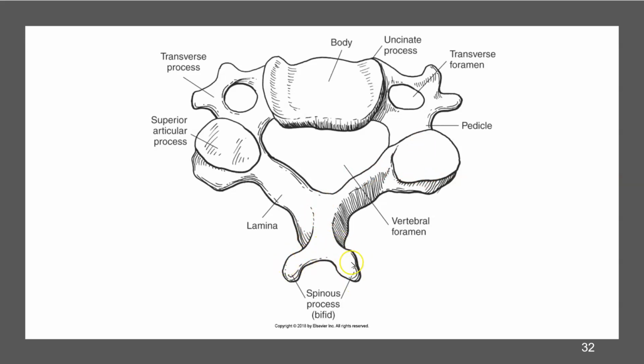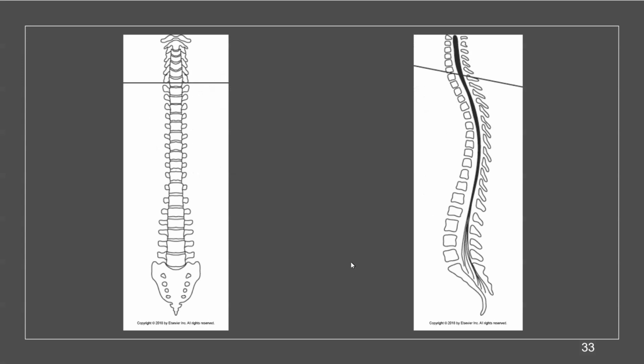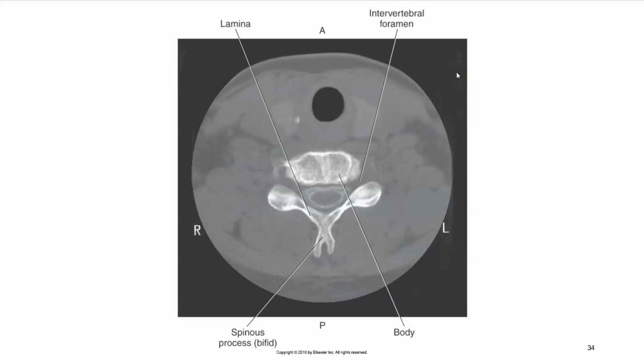Bifid means in 2. So you can see we're cutting through. So this is 1, 2, 3, 4, 5, 6, 7. Let's just make sure: 2, 3, 4, 5, 6, 7. So let's take a look and see what we got. All right, so here's the body. This is our intervertebral foramen. And we have our spinous process, and it's bifid. So here's our lamina on either side.